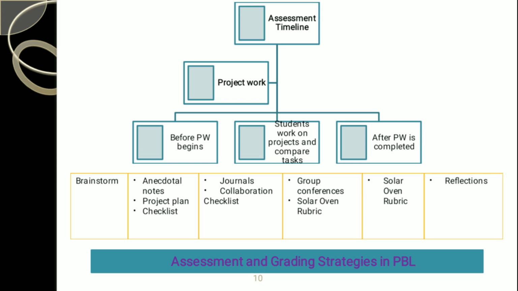Usually, before the project work starts, students brainstorm ideas. They seek resources, they set certain objectives, they look for goals to attain, and then the students work on the project using anecdotal notes, using project plan, using checklists, journals, collaboration checklist, using group conferences, using solar oven rubrics. And after that, after the project work is completed, they use reflections.